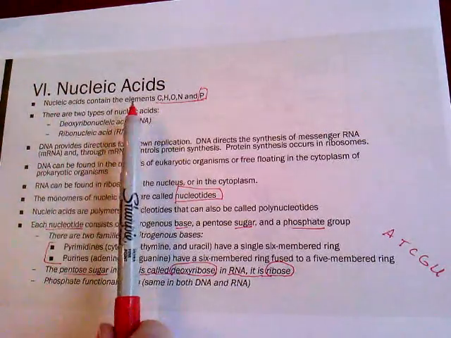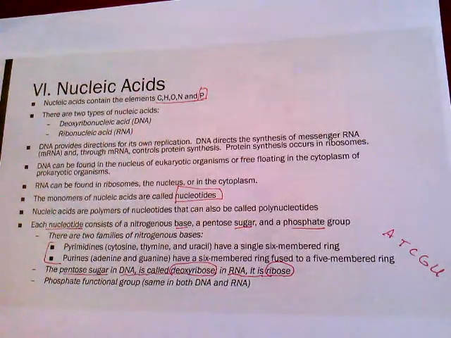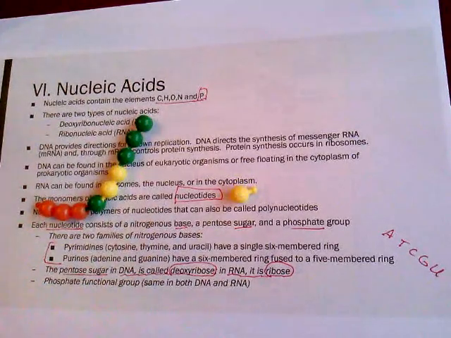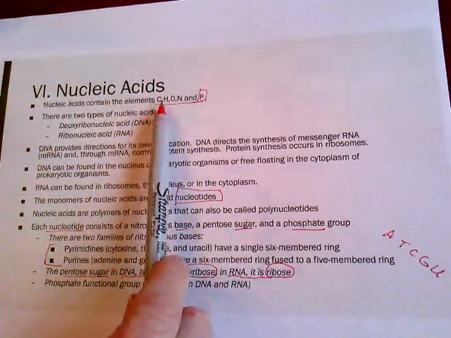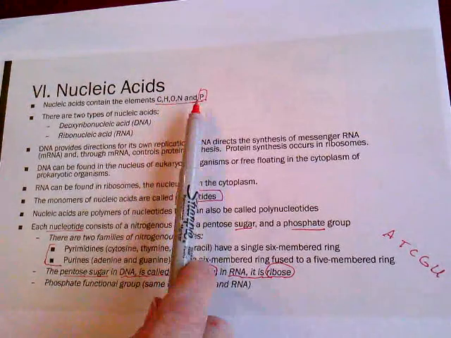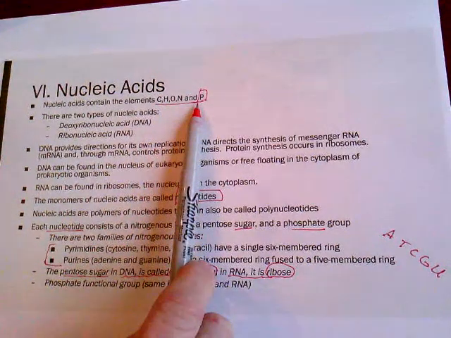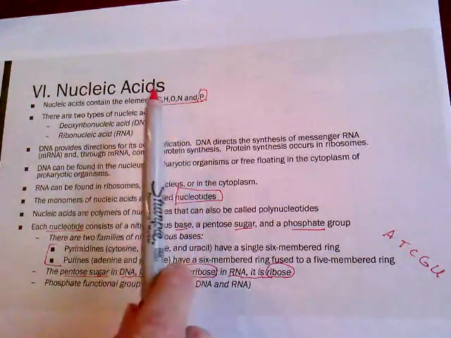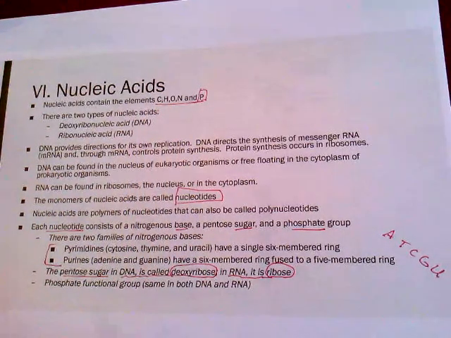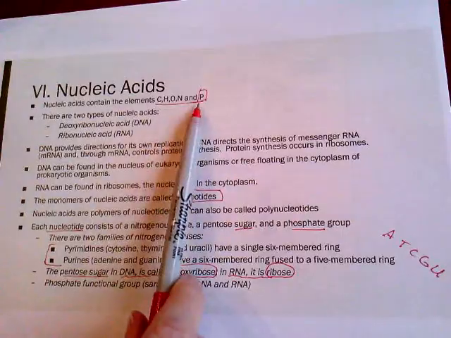Okay, so now we're down to the nucleic acids, the last of our monomers and polymers of our biomolecules. Okay, this time nucleic acids, the elements involved here are your carbon, hydrogen, oxygen, nitrogen, and the new one on the block is the phosphorus. Nitrogen was in the proteins, carbon, hydrogen, oxygen was both in lipids and in carbohydrates. So now we have phosphorus.